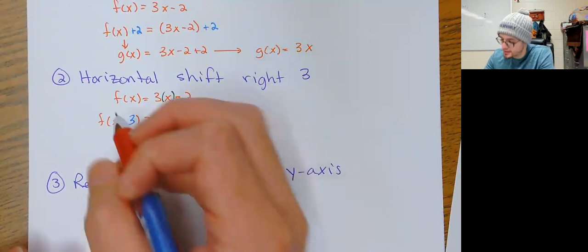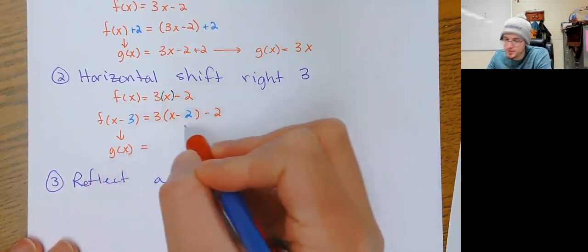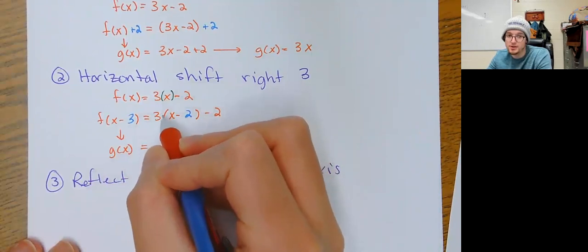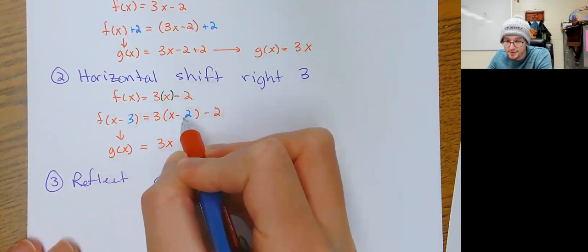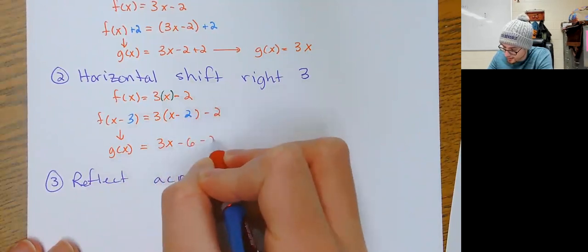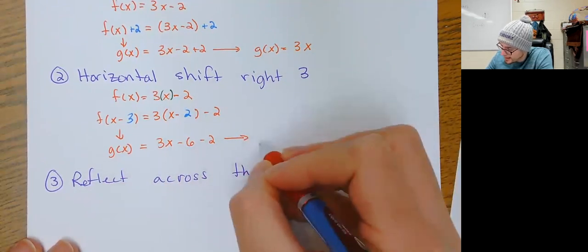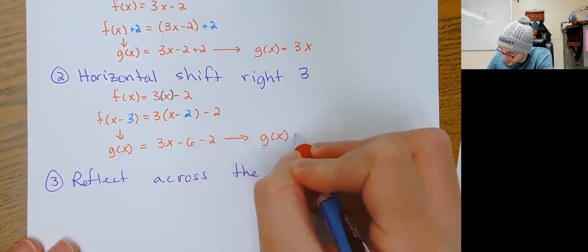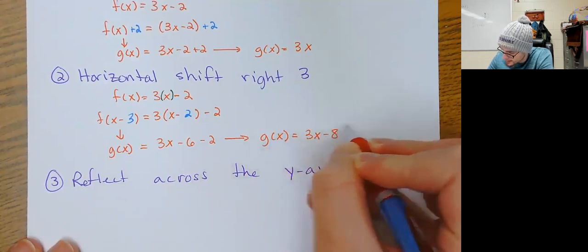Okay, so our new function is g of x, and that equals, well, I need to distribute, so 3 times x is 3x, 3 times negative 2 is negative 6, and then we got our minus 2 on the outside. Combining like terms, I get g of x equals 3x minus 8.